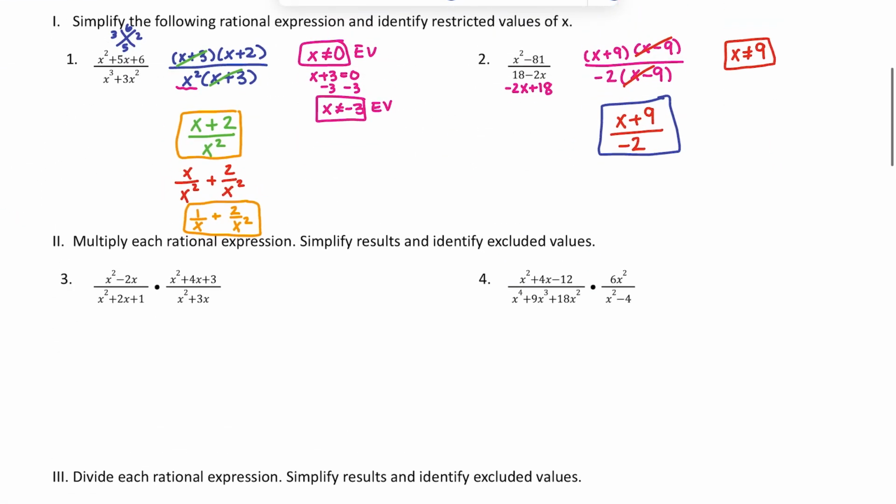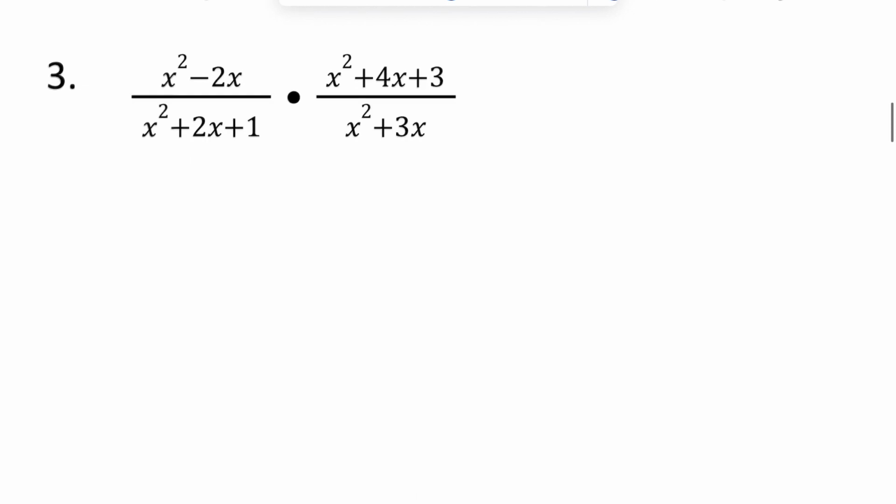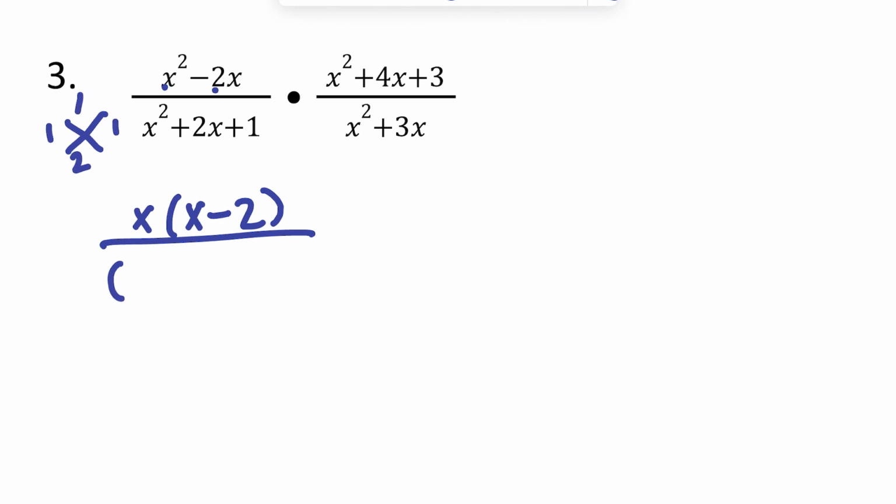All right. After simplifying, we learned multiplying. So all of these processes, they kind of build on each other. For multiplying, it's basically just simplifying, but first we need to put our two fractions together. Step 1, factor everything. For this top numerator, x squared minus 2x, I can factor out a GCF of x, and I'm left with x minus 2. In the denominator, two numbers that multiply to 1 but add to 2 are 1 and 1. So I get x plus 1 times x plus 1.